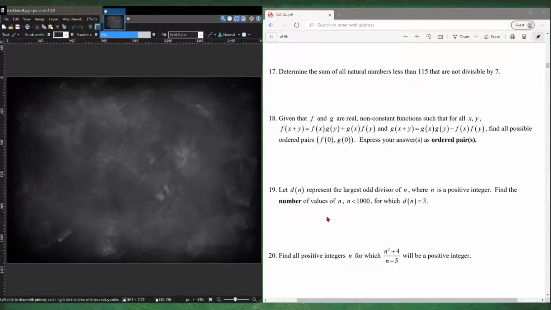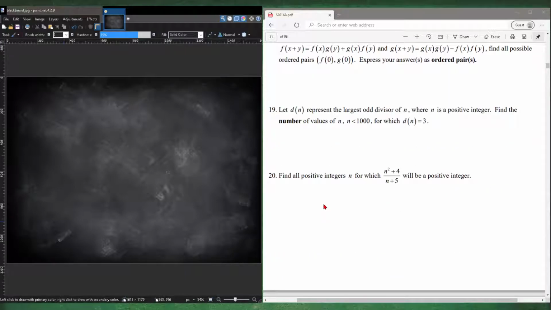Okay, number 19. Let d of n represent the largest odd divisor of n, where n is a positive integer. Find the number of values of n where n is less than 1000 for which d of n equals 3. So if the largest odd divisor is 3, which is what d of n is for a function, then basically the odd part is 3 and the other factor is 2 to the power of some number x. And that has to be our n, which is less than 1000.